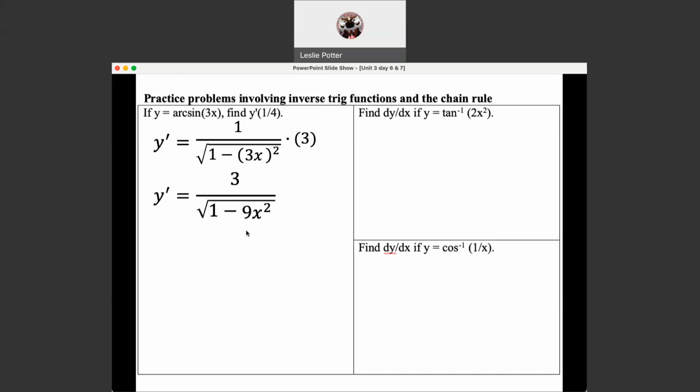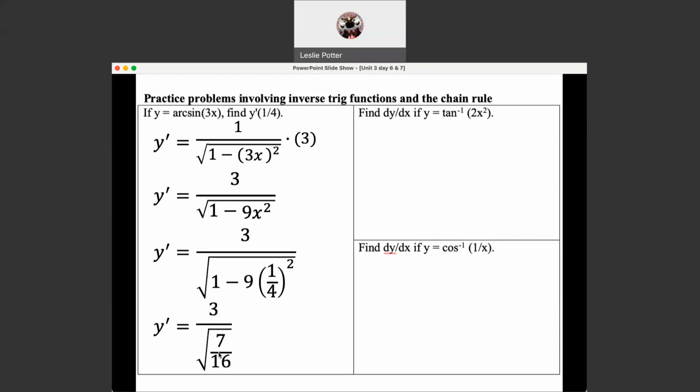So, I guess I simplified this to 9x squared, and I put the 3 in the top. Now I can put in the 1/4 and simplify this. So this is 1/16, right? Because I have to square it. So this is 9/16. And this is 16/16. So 16 minus 9 is 7/16. So there's the derivative.